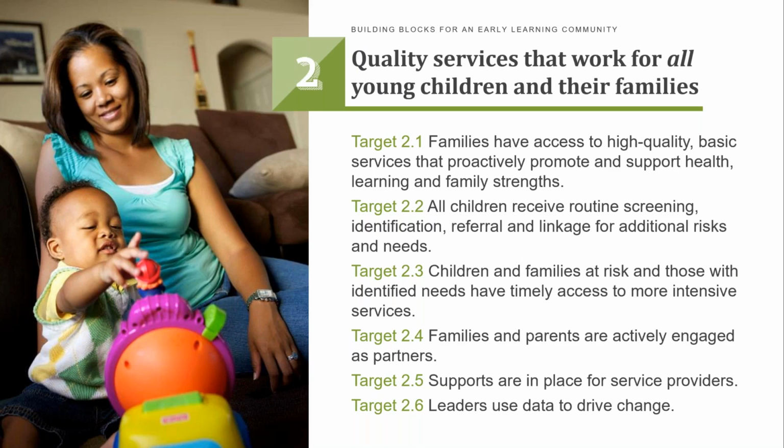Okay, so let's get back to reviewing what these building blocks are now that you know how the structure is set up. Building block 2 is about quality services that work for all young children and their families, and this is one where I think our early childhood minds go most easily to think about what services are there. So you see targets 1, 2, and 3 go from the high quality basic services that everyone needs access to, up to screening, identification, referral, and linkage, and then the more intensive services for those who need them. Target 4 is about families and parents being actively engaged as partners. I mentioned that earlier. It runs through all of this, but we do have it there as a specific target.